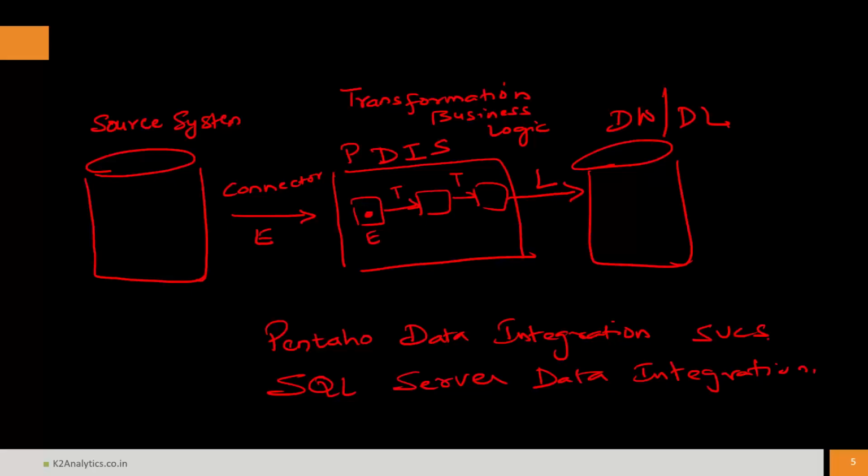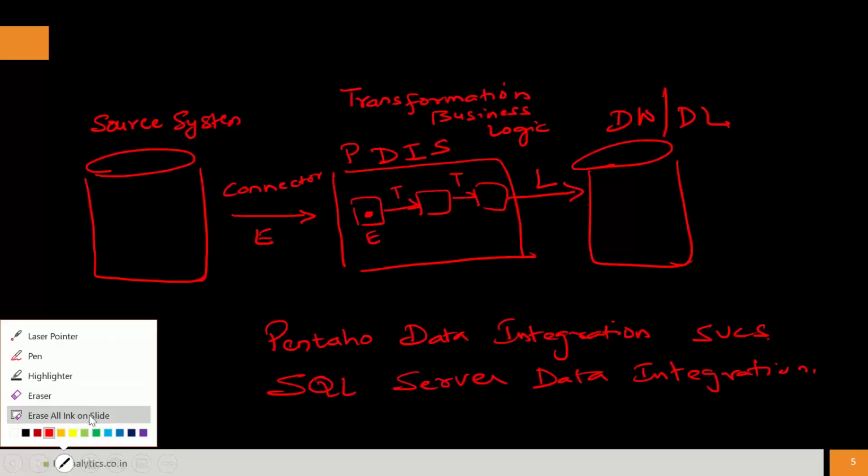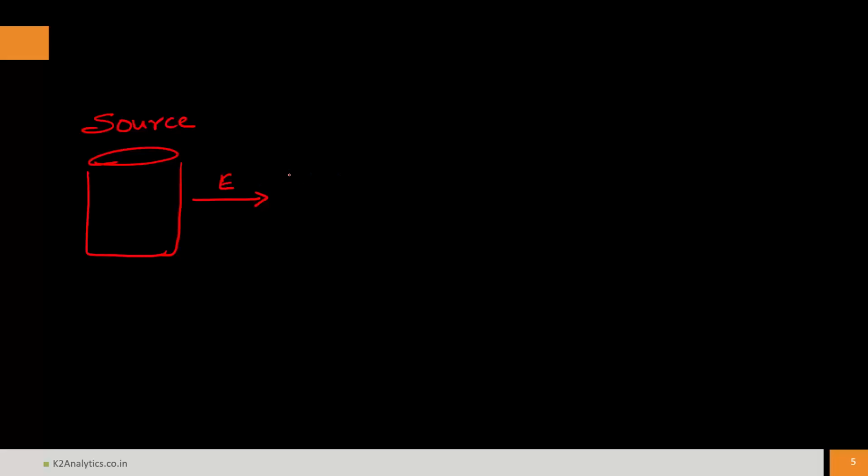Now, why does the need for staging come up? Let's try to understand the requirement of staging. I will assume we are doing the coding with Python, because that becomes easy for me to explain. This is your source. Using Python code, you are doing extract. So here, let me show Python.